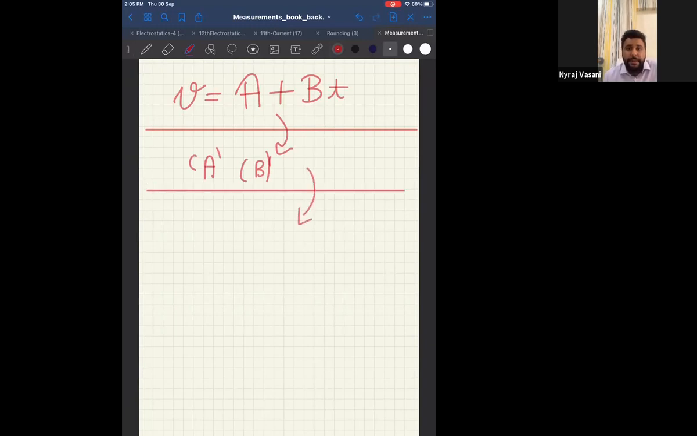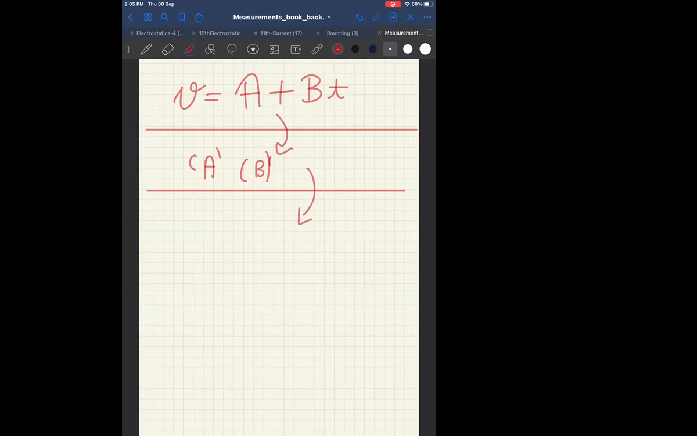I'll repeat, I am telling you that this equation is right. From this right equation, find out the dimension of A and B. Start. This equation is right. From this right equation, find out what should be the dimension of A and B.